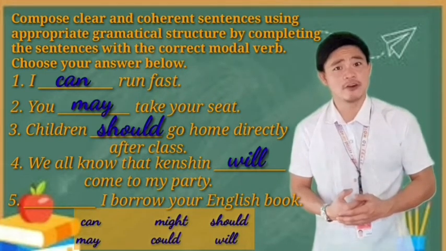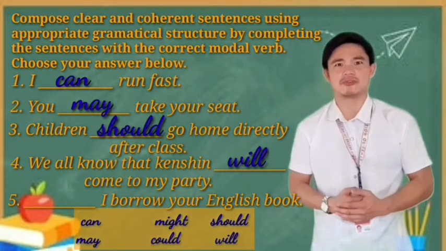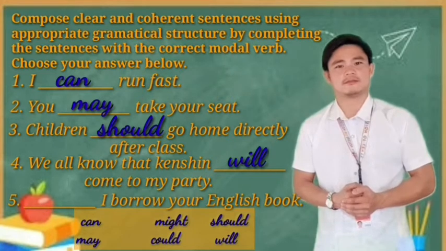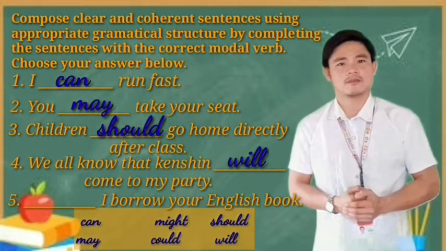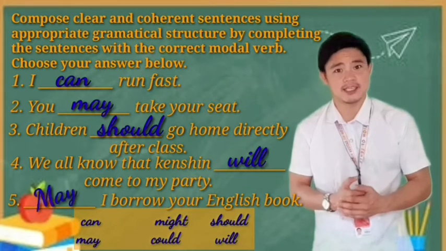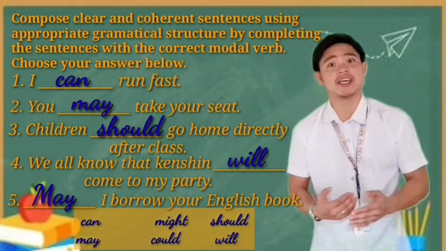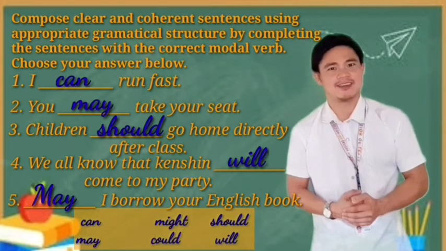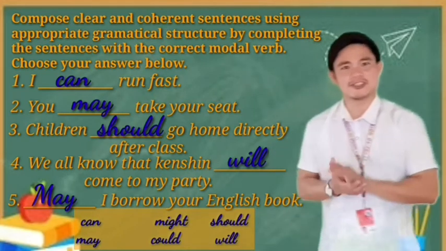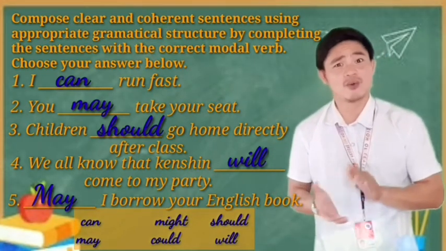Blank, I borrow your English book. What is the modal verb to be used in sentence number 5? The correct answer is may. May I borrow your English book? And it expresses permission. Okay, very good. Very good, kids. Now you're getting well. You're getting way better.